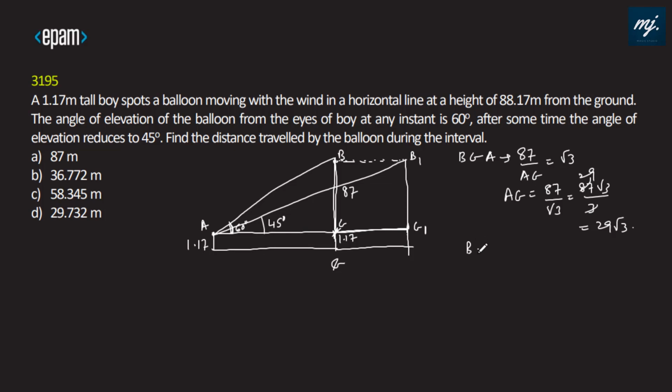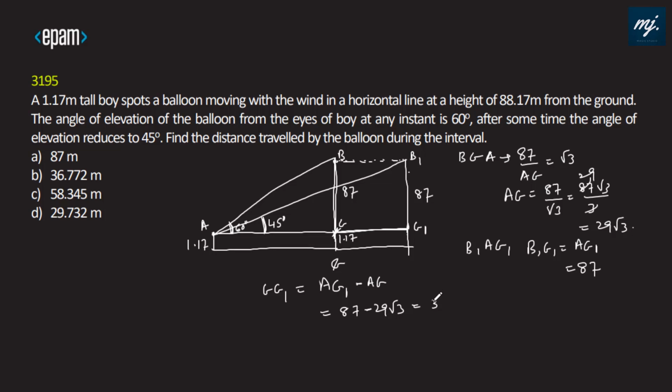Now in triangle B1AG1, you see that this angle is 45 degree, therefore B1G1 should be equal to AG1 straight away. 45 degree, this also will be 45 degree. So B1G1 is 87, therefore AG1 is also 87. Now the distance GG1 which we are looking out for is AG1 minus AG, isn't it? So it would be 87 minus 29 root 3.